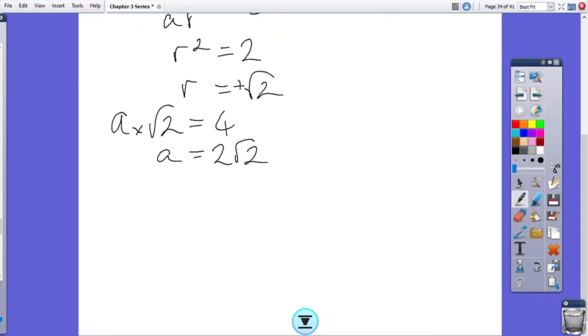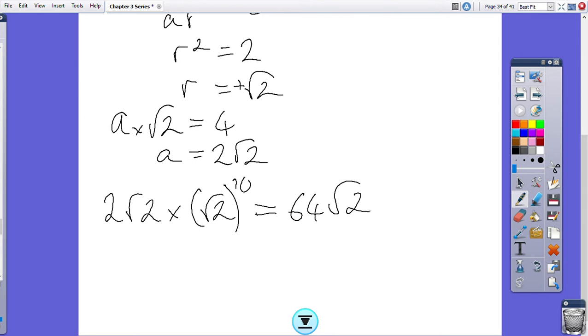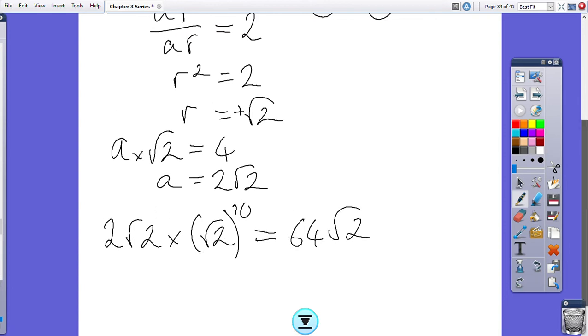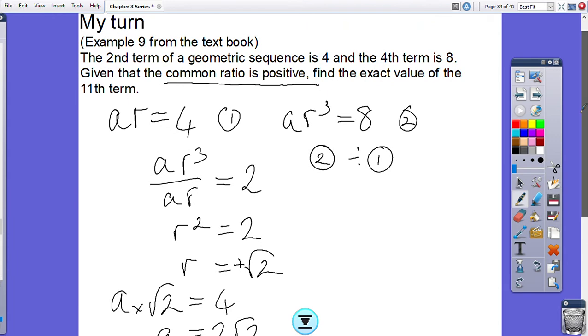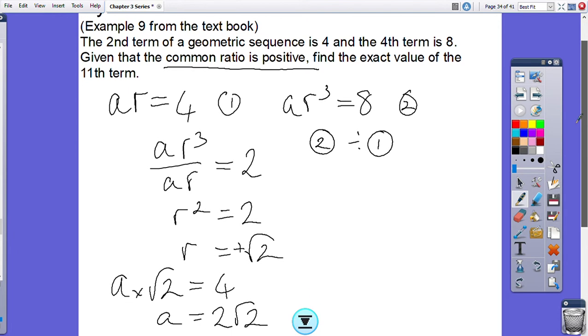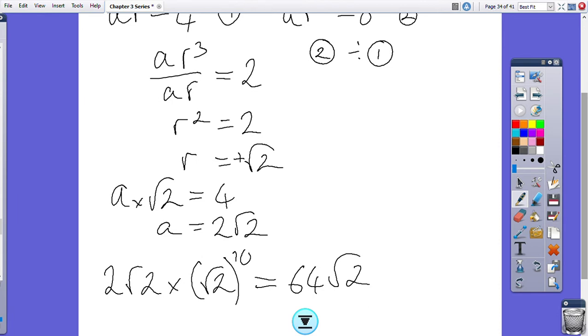Then if you have to find the 11th term, you want ar to the 11 minus 1, which is 10. So you've got 2 root 2 times root 2 to the 10, which is 64 root 2. Okay, so there you go. There is how you solve simultaneous equations.